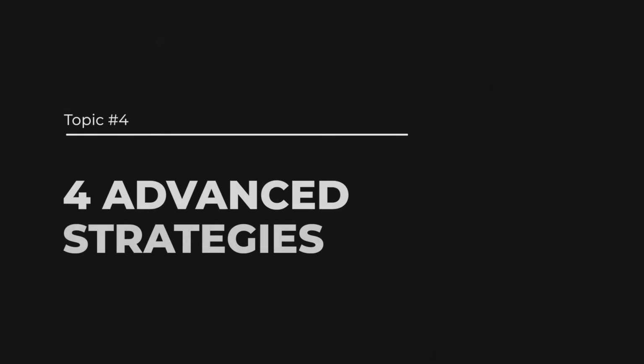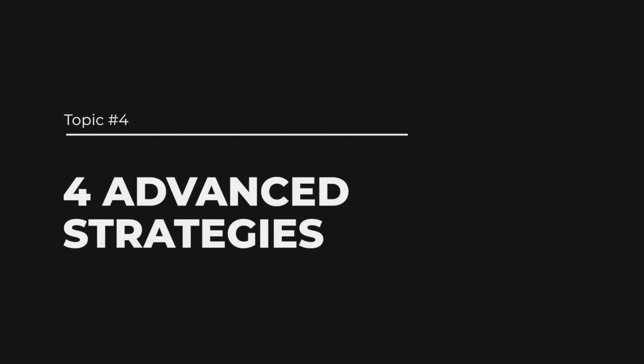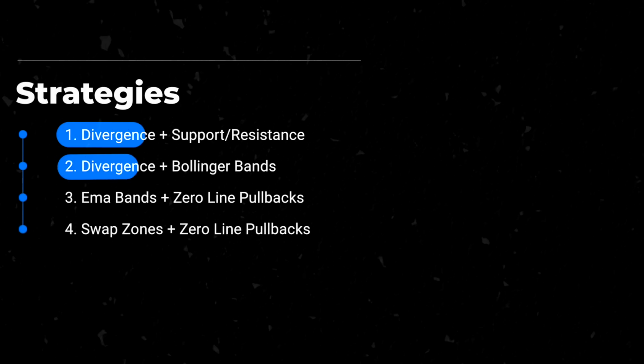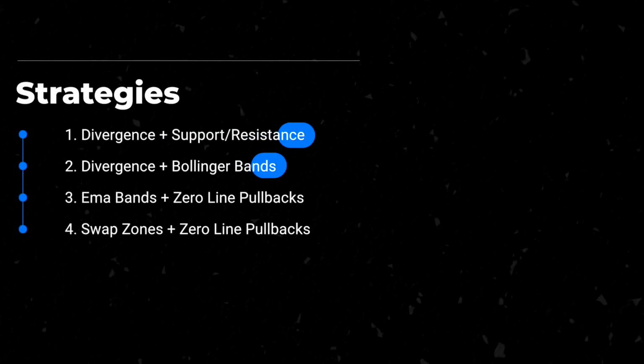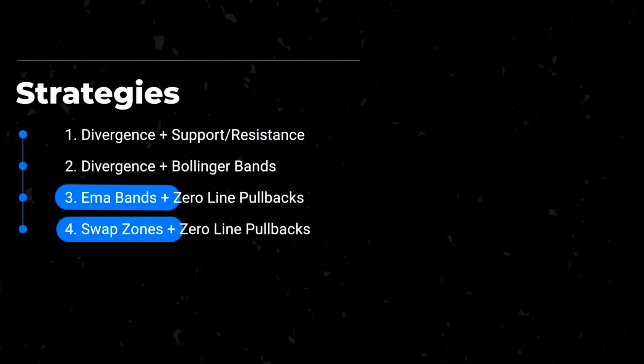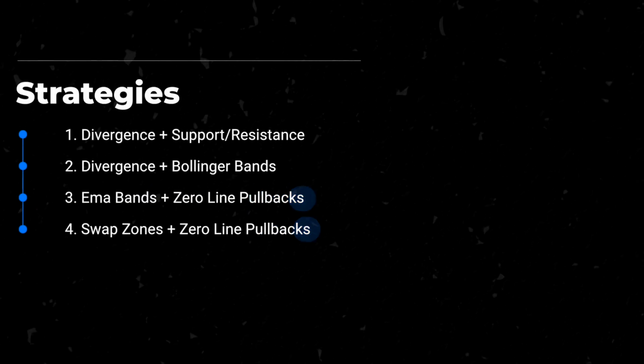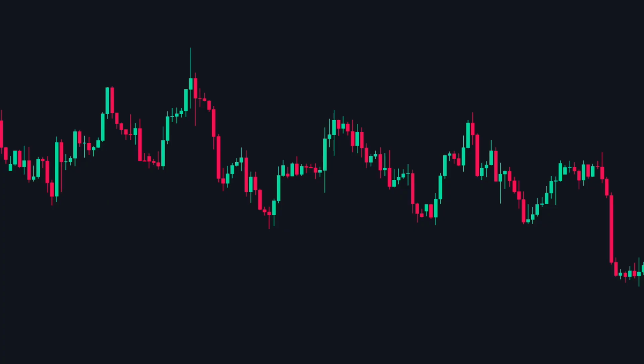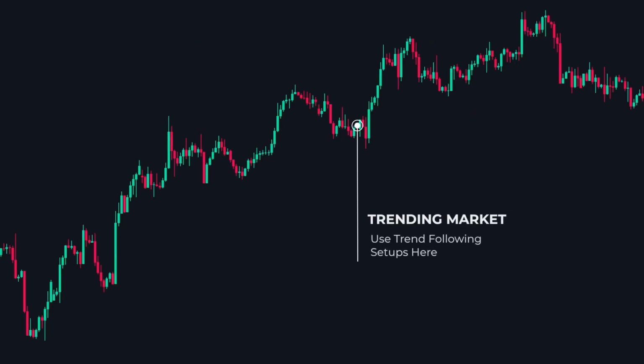Now let's discuss the strategies that can be created around the MACD indicator. The first 2 strategies are reversal setups, while the last 2 are trend-following setups. These 4 strategies will enable you to trade the markets in any condition. You can use these reversal setups when the price is in a range-bound market. And during strong trends, the trend-following strategies will help you catch pullbacks.